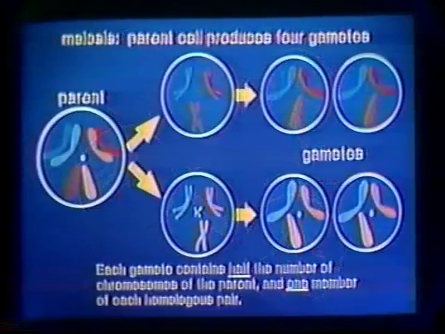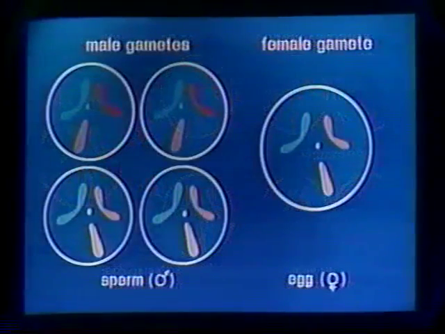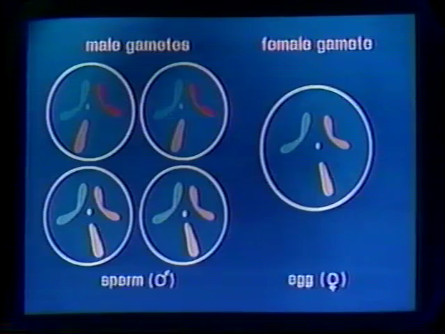In meiosis, the parent cell divides twice and produces 4 gametes. These gametes do not have all the chromosomes of the parent cell. Instead, each contains half the number of chromosomes in the parent cell and 1 member of each homologous pair. All 4 of the gametes produced by the male survive. They are called sperm. 3 of the gametes produced by the female disintegrate, and the single remaining gamete is called an egg. Male and female are commonly identified by the symbols shown here.